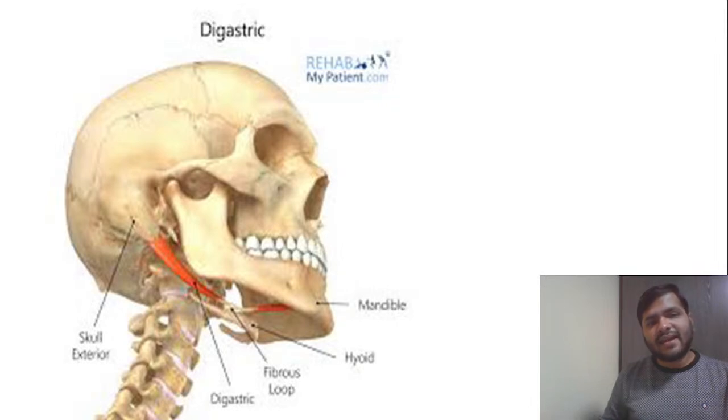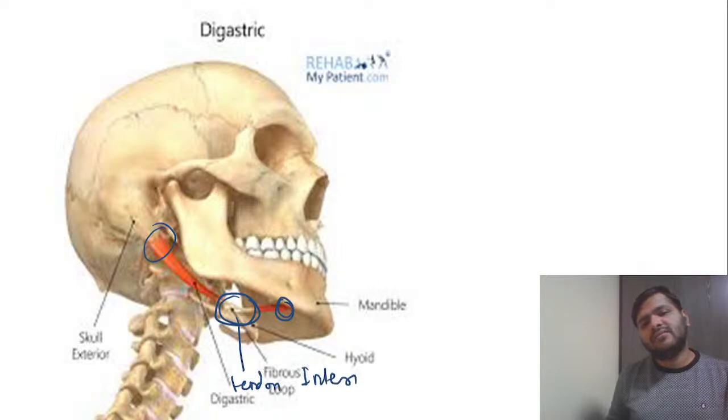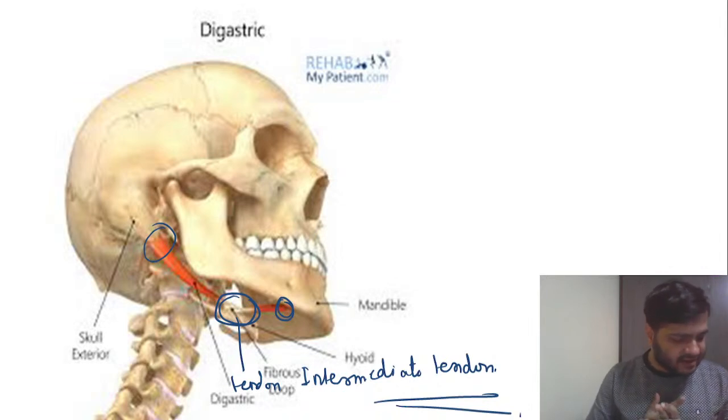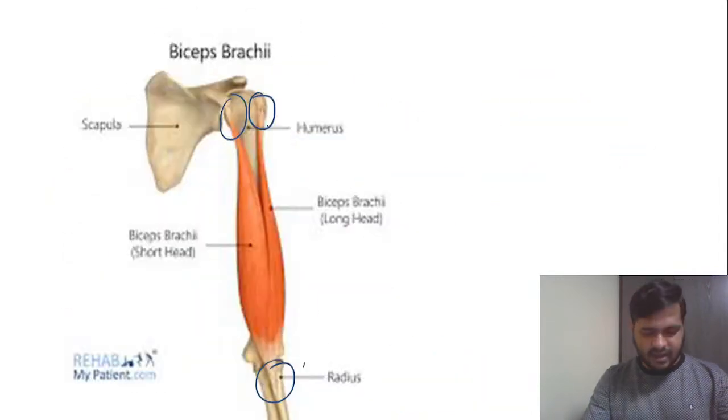So you can see the digastric muscle. The muscle is actually attached with the help of a tendon, and that tendon is called the intermediate tendon. Yes, everyone is right. It is called the intermediate tendon.